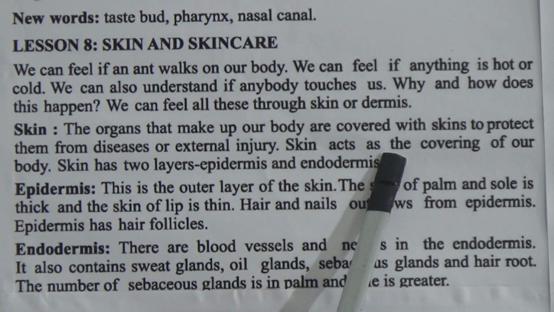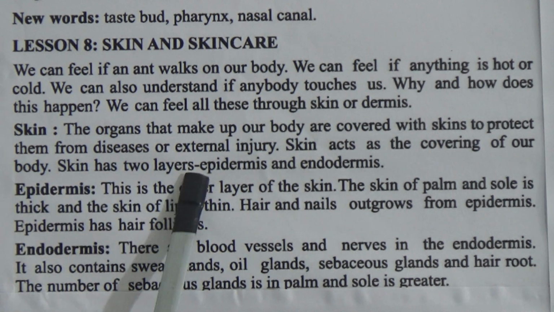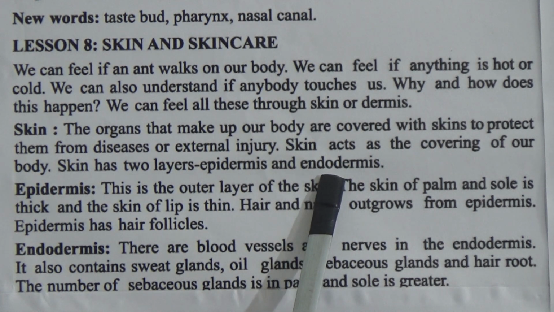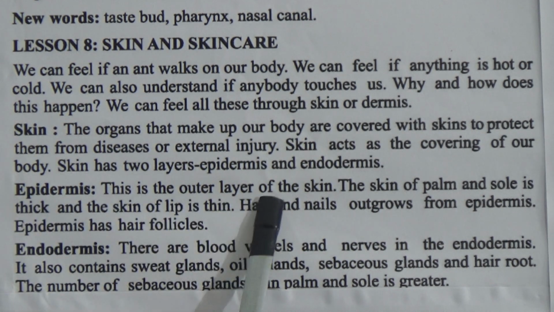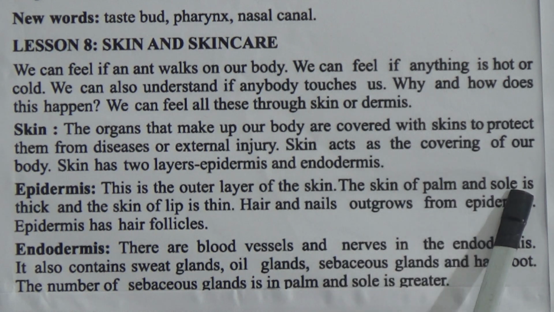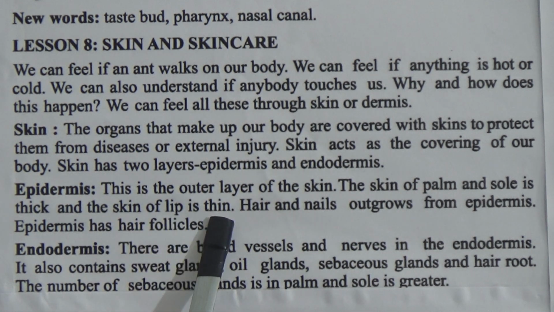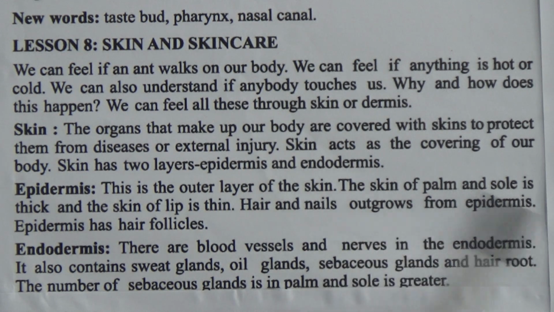Skin acts as the covering of our body. Skin has two layers. First one is epidermis and second one is endodermis. Now we will discuss these two layers. The epidermis is the outer layer of the skin. The skin of the palm and shoulder is thick and the skin of the lip is thin. Hair and nails outgrow from the epidermis. Epidermis has hair follicles.